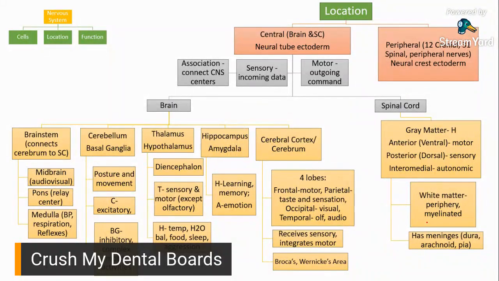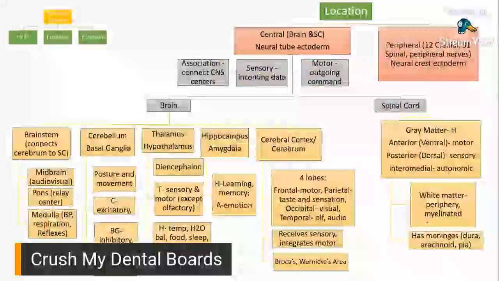We mentioned this kanina sa brain. Why is the white matter white? Because of myelin. Why is the gray matter gray? Because of the lack of myelin. They're unmyelinated, so that's why they're gray.